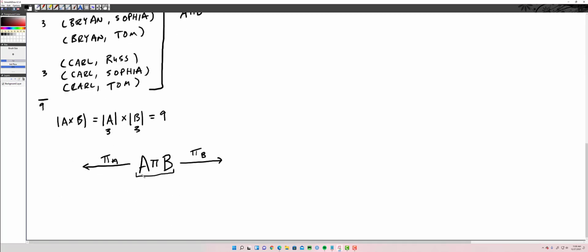And one of the interesting things about this product is I can take this product and I can apply a map to it, pi A, and it gets me back to A. And I can apply, similarly, a map pi B that gets me back to B. So what am I talking about? Okay, well, let's pick a pair here. Let's go Carl and Russ. I like both of those names. I'm just going to do Carl and Russ here. Okay?